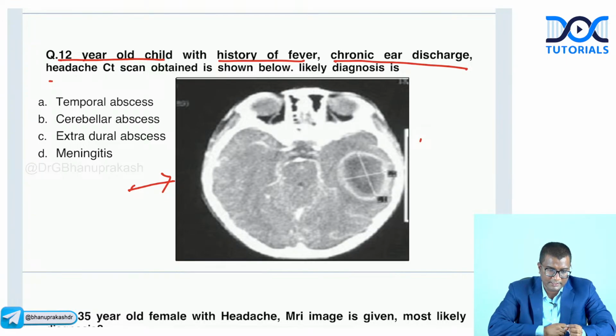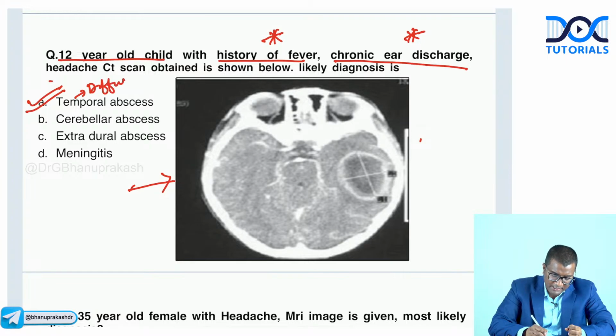Anybody tell me what is the thing? So this is a patient with fever, having ear discharge, and head CT is obtained. What is the likely diagnosis? Is it temporal abscess, cerebellar abscess, extradural abscess, or meningitis in this patient? So it's simple, it's a temporal lobe abscess, okay? And remember, these would show diffusion restriction if you get an MRI done.